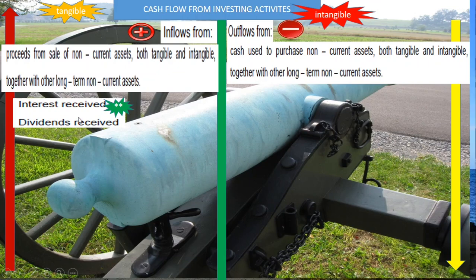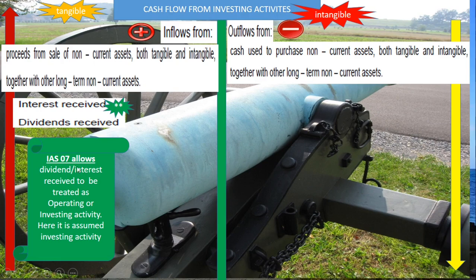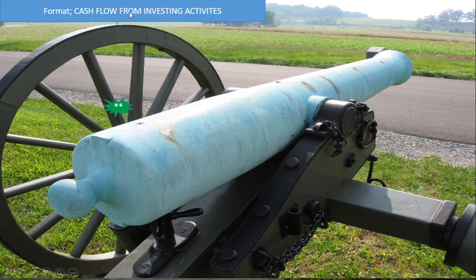Now this is optional, as we studied here. The star shows optional. You can treat interest received and dividend received as either investing or operating. The Indian Council allows you to treat it as operating or investing, whichever you choose, but it should be consistent over the years. So let us have a look at the format.